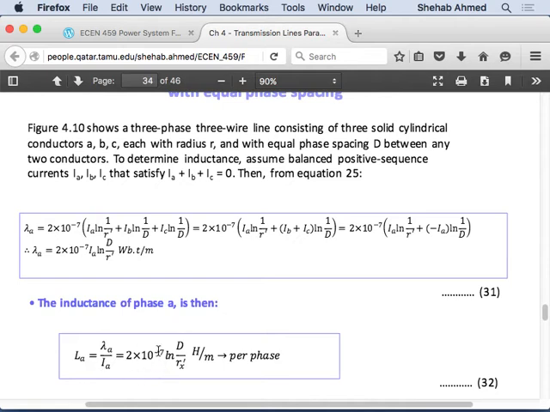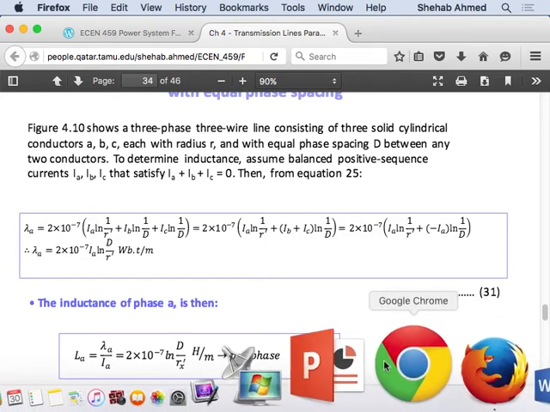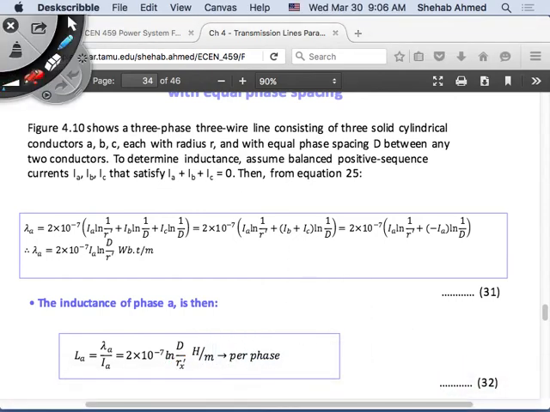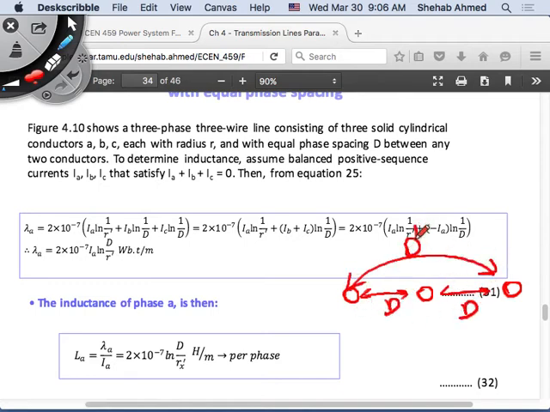How about if two of the conductors, the distances between them are the same? Like if all the conductors are next to each other, this and this conductor have a distance D between them. But how about these two? They have a distance D prime between them, right? So am I going to be able to get this same inductance anymore? I will not, right? So how do we deal with that?